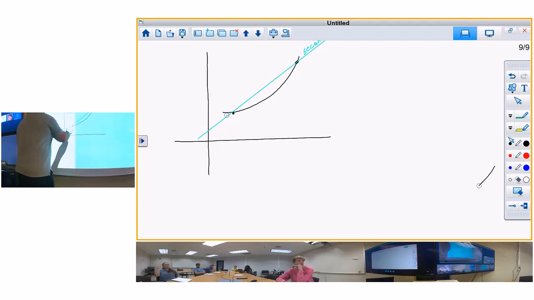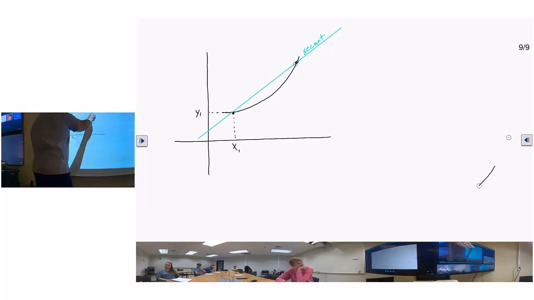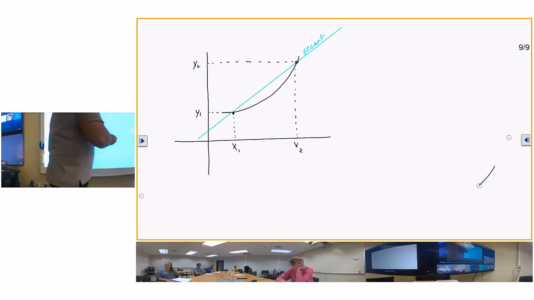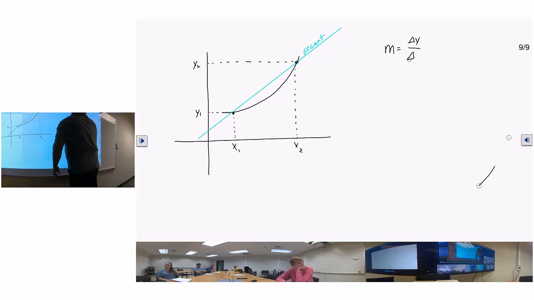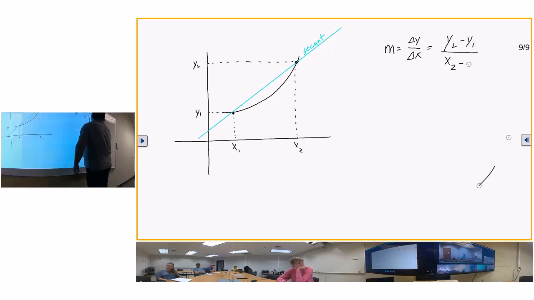Well, this is y sub 1. This is x sub 1. This is x sub 2. And this is y sub 2. And what's the formula for slope? Delta y over delta x. That's y sub 2 minus y sub 1 over x sub 2 minus what?